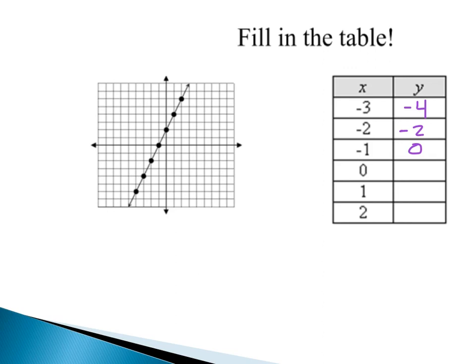Now I'm going to pause here for a second. Notice the pattern. Notice the rate of change. Negative 4 to negative 2 would be plus 2. Negative 2 to 0 would be plus 2. So if we check the other points, we should see that it's going to go 2, 4, and then 6. Let's check. So at 0, 2, bingo. 1, 4, bingo. 2, 6, bingo. Right, so notice that with all these linear relationships, you see a pattern.